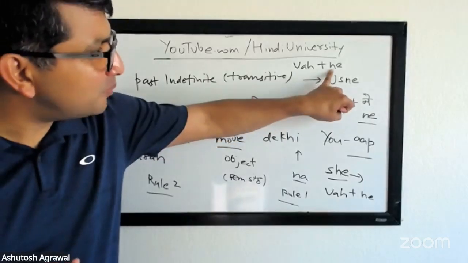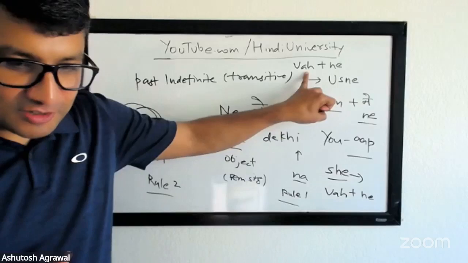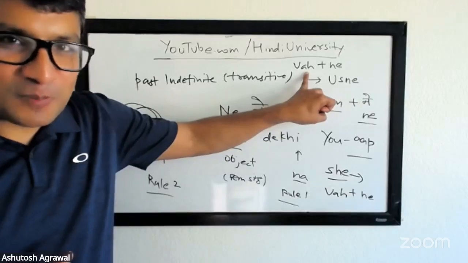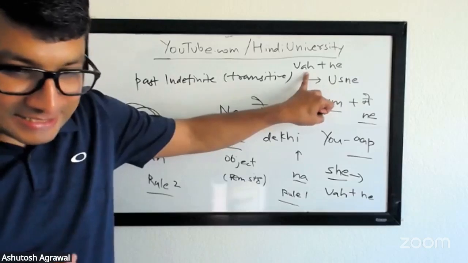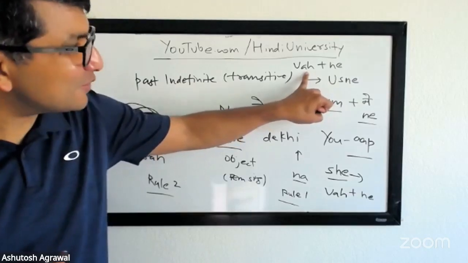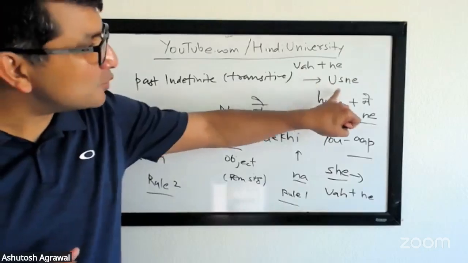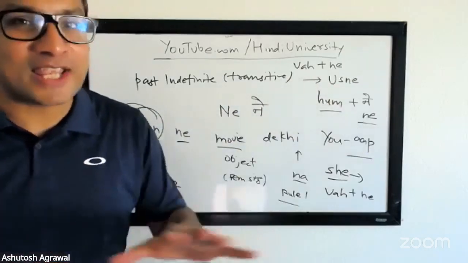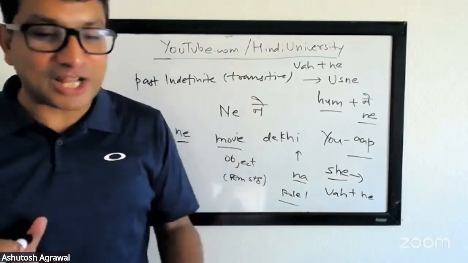When you have a postposition, you use the... what is the oblique case? Remember that, right? So you use the oblique case. Oblique, yes, that's the word. So the oblique case of vah is us. Yes. And usne. Very good. So it's okay if you don't even remember what the rule is, it's coming naturally.